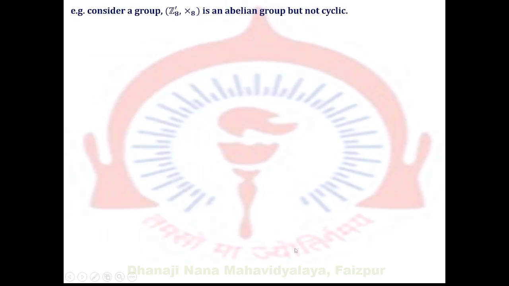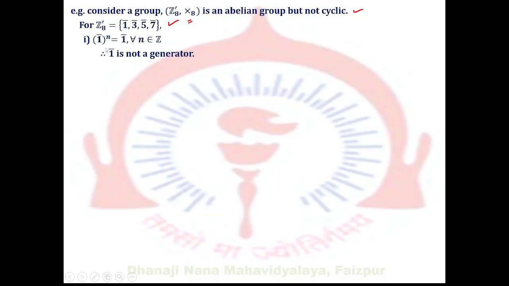So for example, consider the group Z dash with respect to the operation multiplication modulo 8. It is an abelian group, but it is not cyclic, because we know that Z dash contains 4 elements, that is 1 bar, 3 bar, 5 bar, and 7 bar. So here it is not a cyclic group. It is an abelian group, because we know that 3 into 5 can be written as 5 into 3, and 5 into 7 can be written as 7 into 5. So it is an abelian group, but it is not cyclic. That is, this group does not contain a generator.